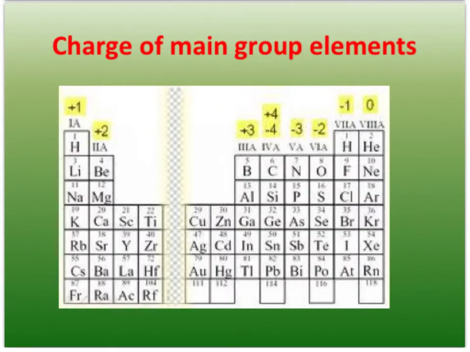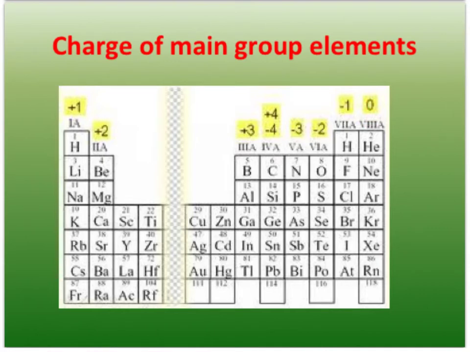Now the charge on the main group elements. Main group elements have a charge based on the number of electrons they gain or lose. Group 1 would lose 1, so they're going to have plus 1. These are going to lose 2, so it's plus 2. Lose 3, plus 3. These here could gain or lose, so that's why it's positive or negative 4. These will gain 3, so it's negative. Gain 2, negative. Gain 1, negative. And these will neither gain nor lose, so their charge will be 0.